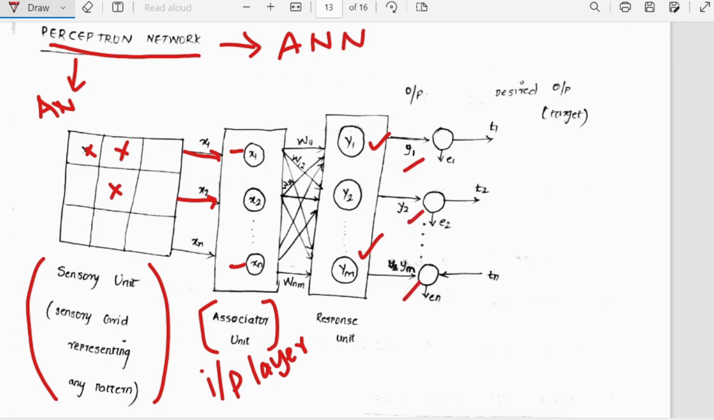So how will we correct that? We have something called a target output. We will compare this output with the target output and then we will get an error. This error will be fed back to the weights, and the weights can be adjusted so that finally this output and the target output will become the same.